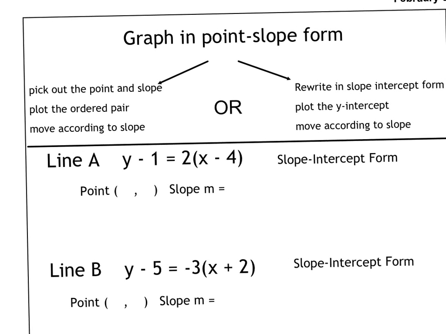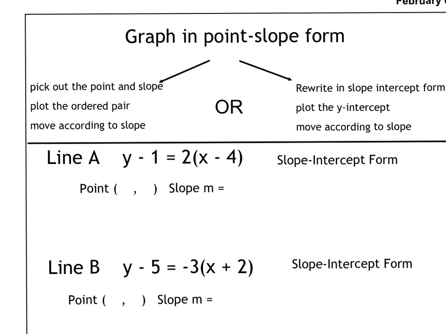Graphing in point-slope form, you have two options. You can either A, pick out the point and slope, plot the ordered pair, and move according to slope. So this is much like we did for slope-intercept form. You are going to plot a point and move according to slope. The other option is to rewrite the equation into slope-intercept form, plot the y-intercept as we had before, and move according to slope. So we are going to do a little bit of both.